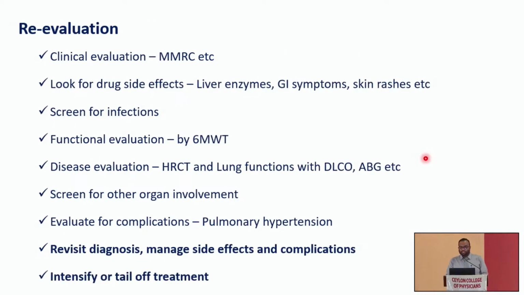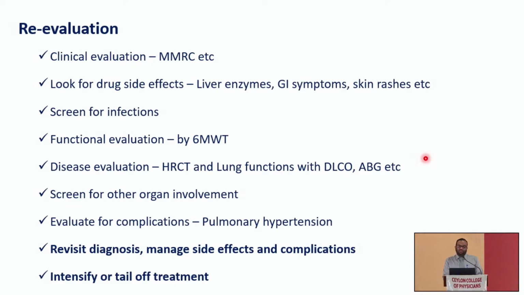So in the reevaluation, we do the clinical evaluation to see if the patient is improving or deteriorating, like using MMRC-like scores. And we look for drug side effects, and we look for infections because we are giving immunosuppressants. And we do the functional assessment by 6-minute walk test, and we do the disease evaluation by repeating the HRCT and lung functions, including carbon monoxide diffusion capacity, and sometimes ABG as well.